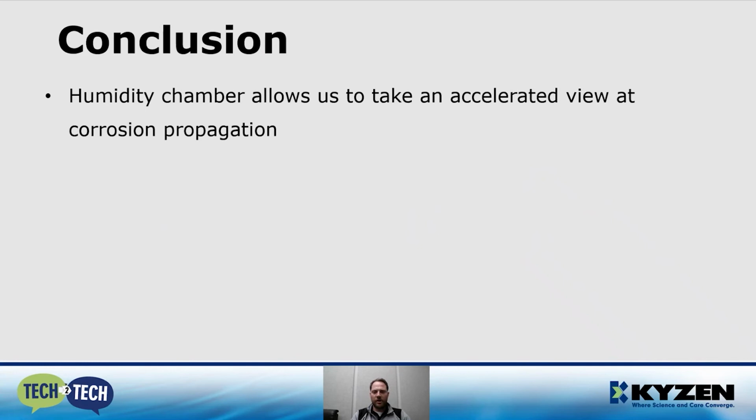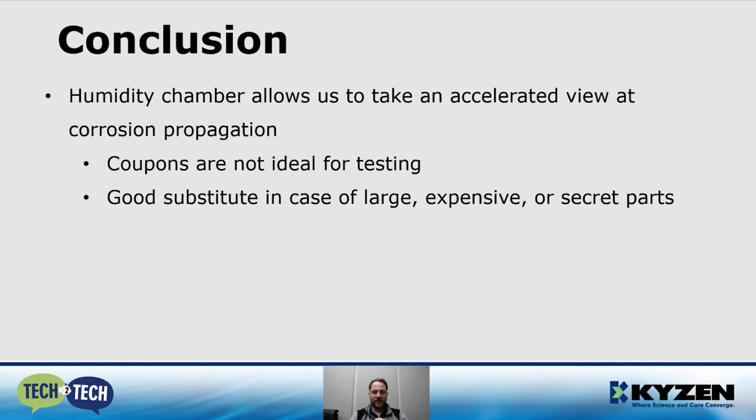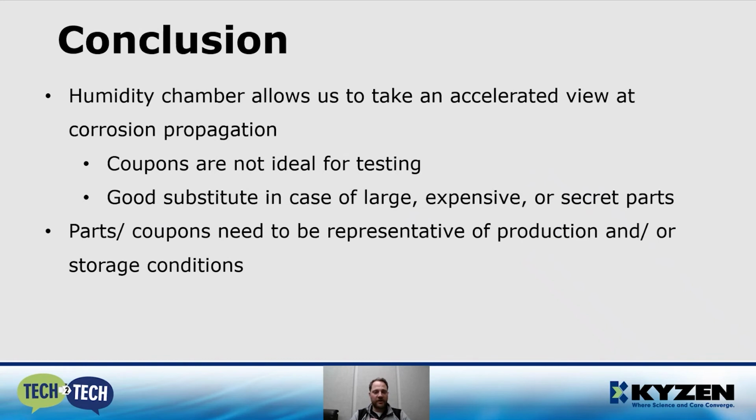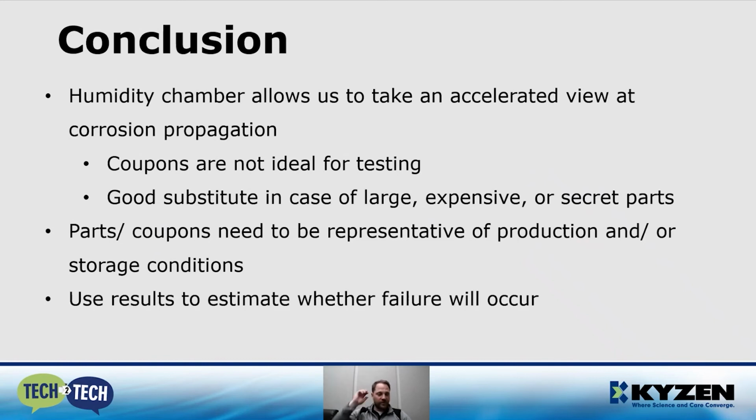In conclusion, a humidity chamber allows us to take an accelerated view of corrosion and how it propagates. Coupons, they're not ideal for testing, but they do suffice if we have large or expensive parts that we just need to keep secret. And parts and coupons need to be representative of our production and our storage conditions. That's going to allow us to get the best results and the best data. And then we can use those results and that data to estimate whether failure will occur in the field, failure being rust or oxide prematurely.